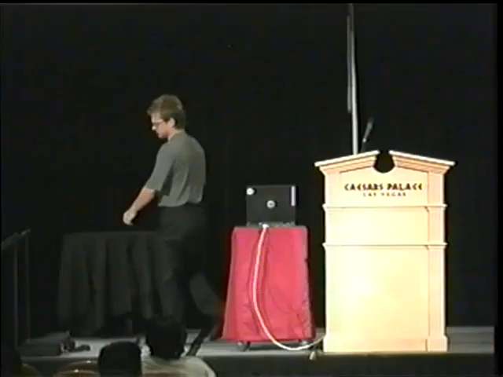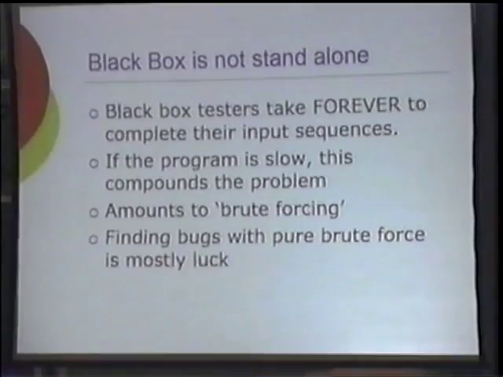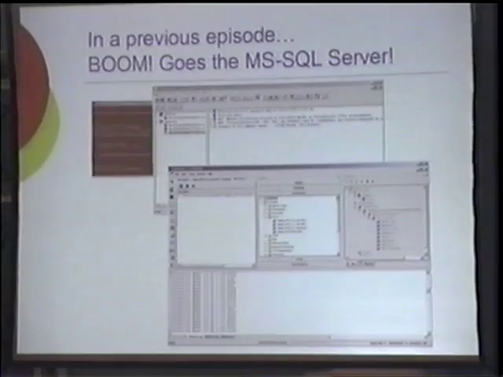Black box has a couple of disadvantages. When you're doing input injection, it can take a great deal of time to complete a sequence. I've run black box injection against a target overnight, come in the next morning, it's still running. That happens. If the program is running slow, that obviously compounds it. This is just a brute forcing problem. And unfortunately, most of the black box stuff that I've been exposed to doesn't get very deep code coverage. It just gets in a tiny bit, maybe 1 or 2% into where it's receiving.